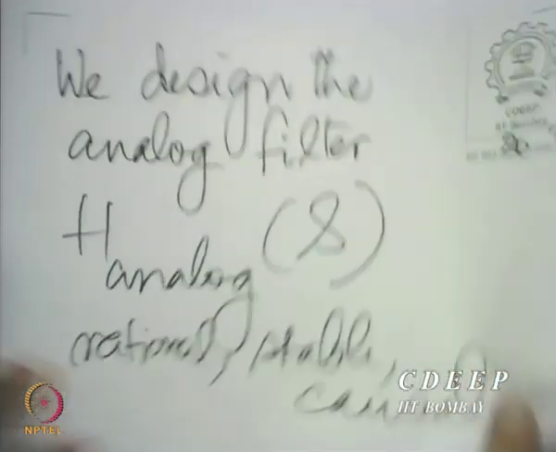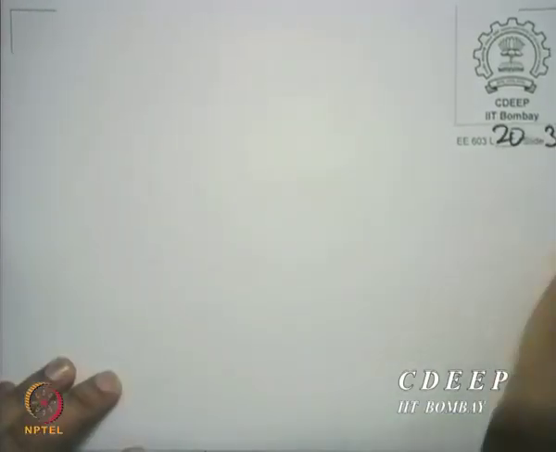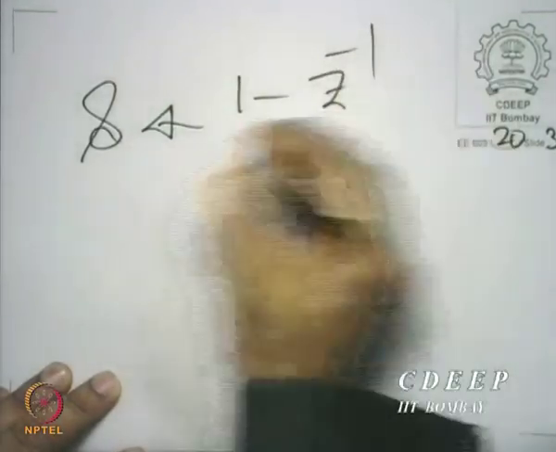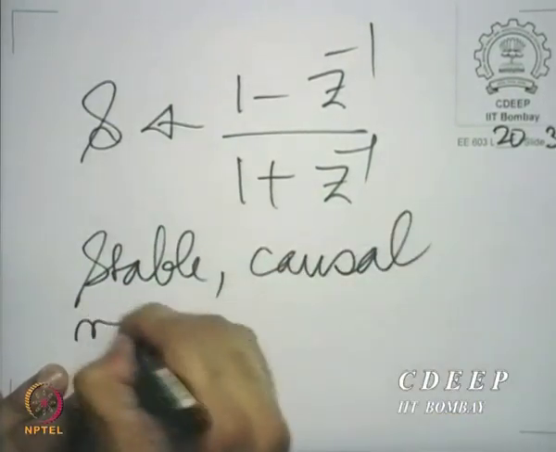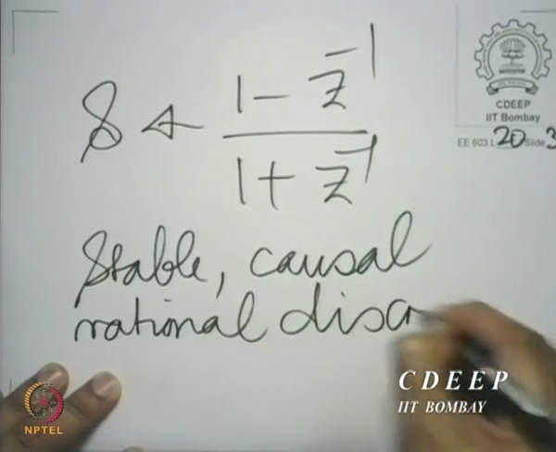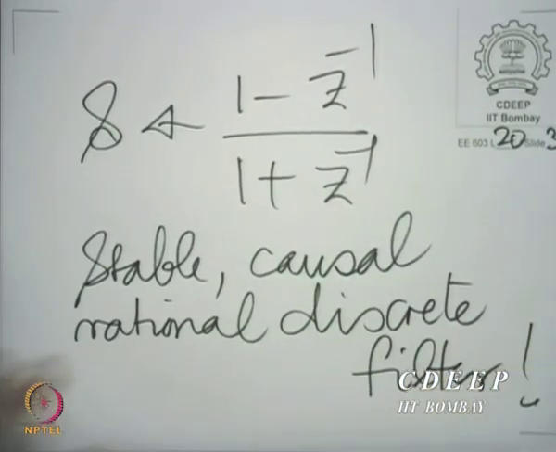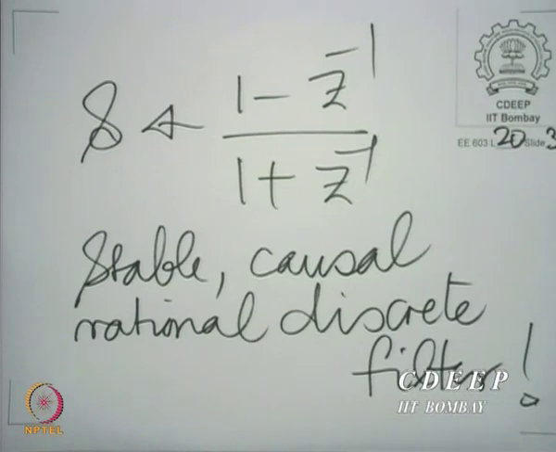So once we have an analog filter, we are done, because now all that you need to do is to replace S by 1 minus Z inverse over 1 plus Z inverse to get a stable causal rational discrete filter. And our job is done. So this is the scheme of things. Therefore, now in the next lecture, we need to look at how we can design analog filters, given the specifications of the analog filter. We'll begin with a low pass analog filter as a case in point. Thank you.